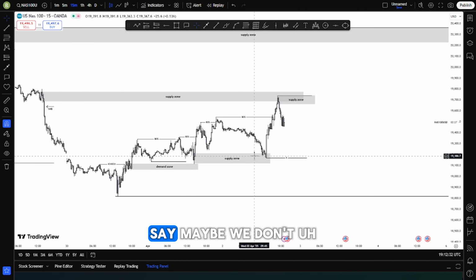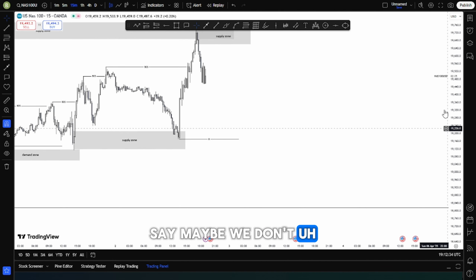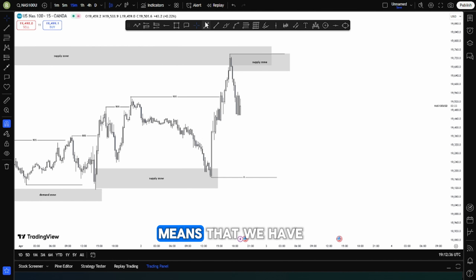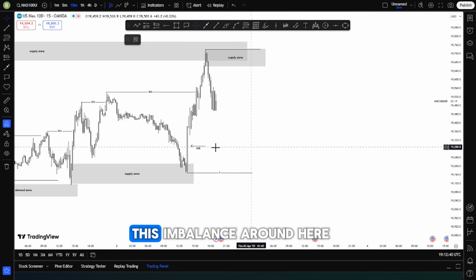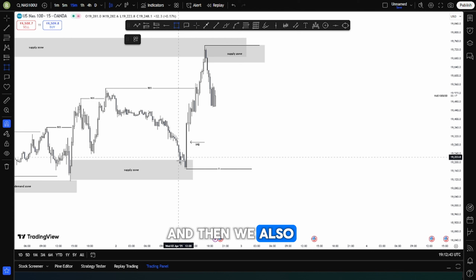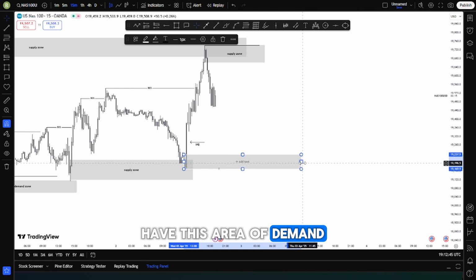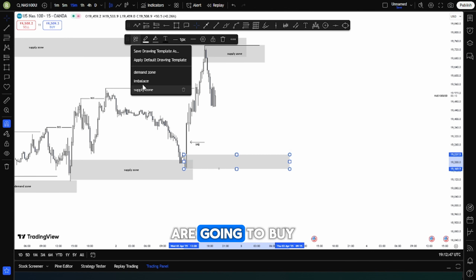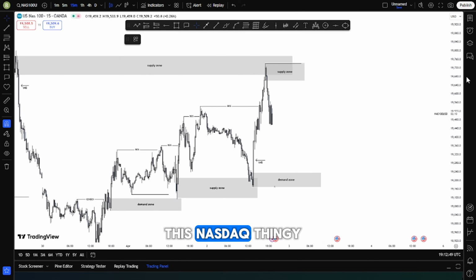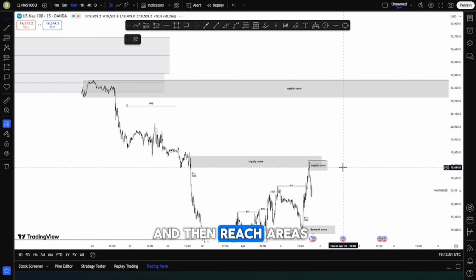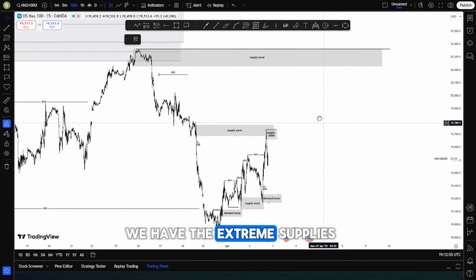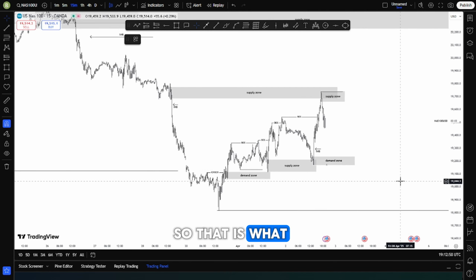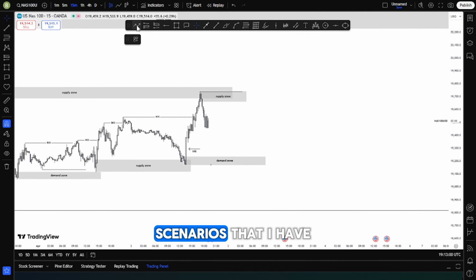So around here, let's say maybe we don't pull to the downside, it means that we have to tap into this imbalance here, this imbalance around here, and then we also have this area of demand. Which means we are going to buy this Nasdaq and then reach areas of imbalance. So we have the imbalance right there, we have the extreme supply. So that is what I'm currently thinking. Those are the two scenarios that I have.